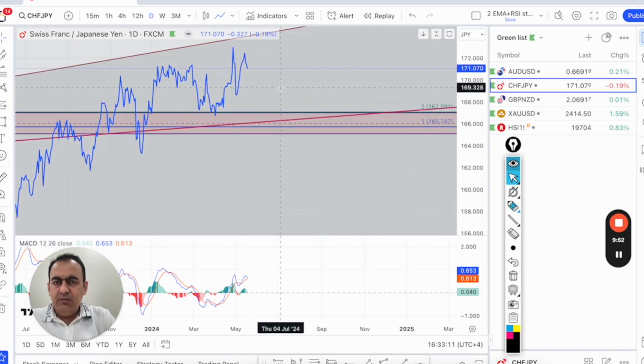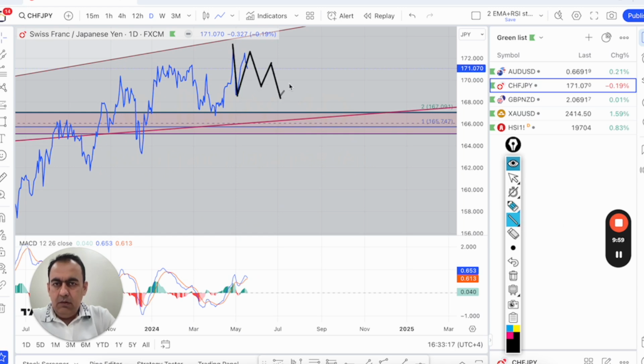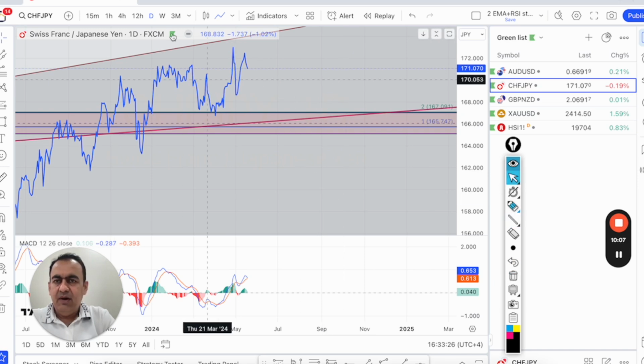So I can expect some short-term pullback, which can be in a consolidation manner or sideways correction, retest, and then continuation. So short-term plan is bearish for CHFJPY.